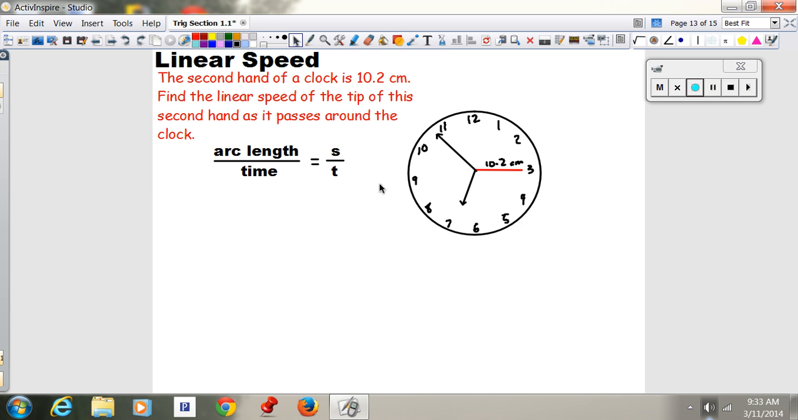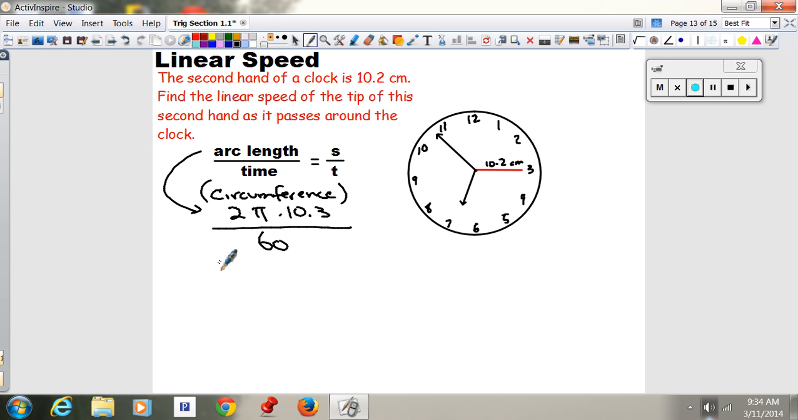In other words, what's my circumference that it's traveling in that 60-second amount of time? How far is it going? We know it's going to be 10.2 centimeters long as my second hand. So I'm going to take my arc length, which I need to go all the way around the circle. So I need it to do the circumference, which is 2 times pi times 10.2. That's my arc length. It's one time around the circle, circumference. My time is 60 seconds. That's how long it's taking to go one time around the clock.